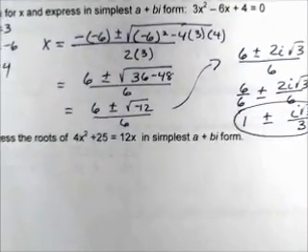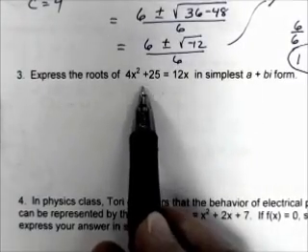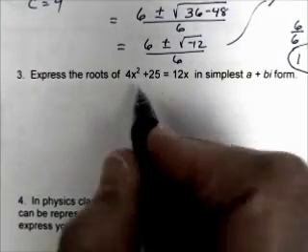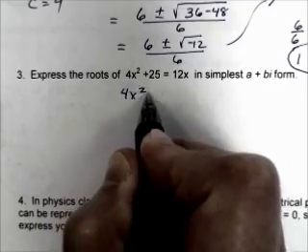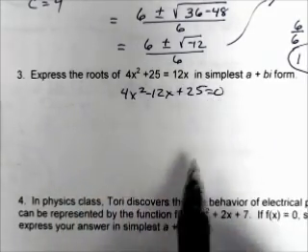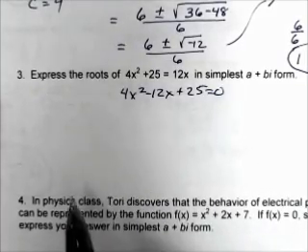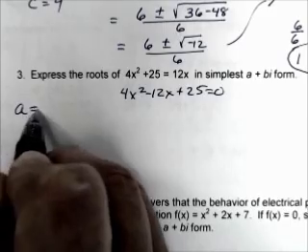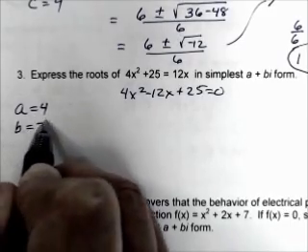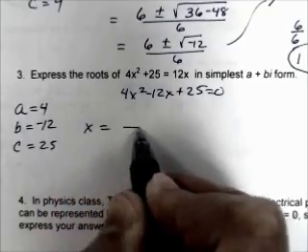Try the next one on your own. Pause the video. Just make sure you put it in standard form first. Subtract 12x. Again, this is not a good candidate for complete the square because the lead coefficient is 4, not 1. Note your values for a, b, and c. Plug into the formula.